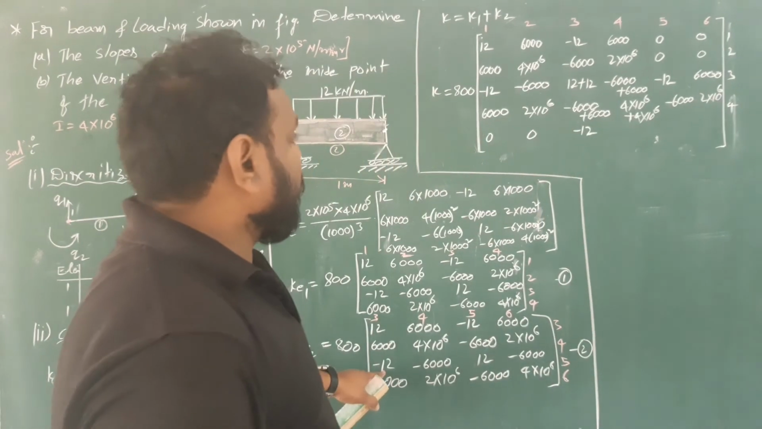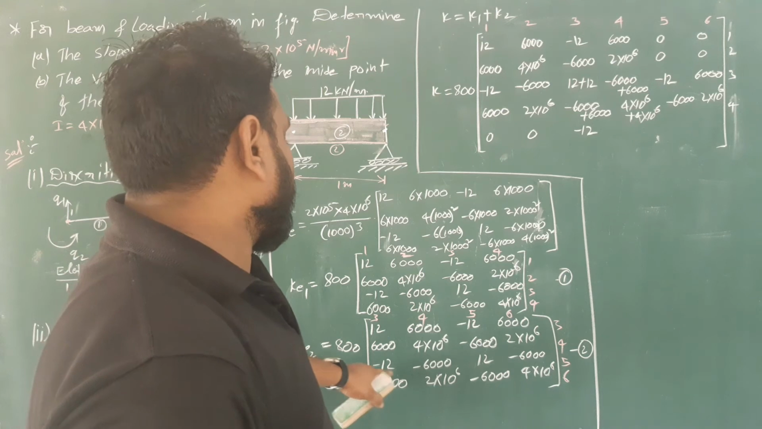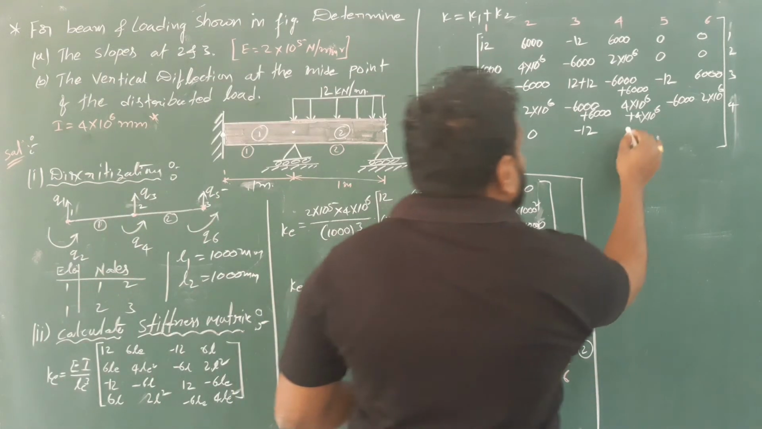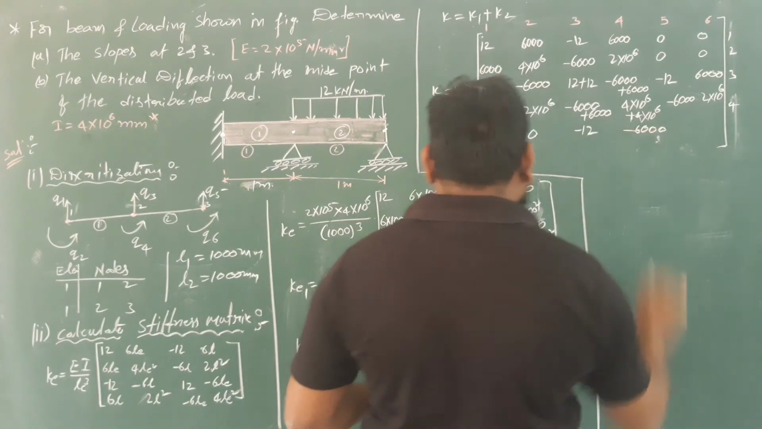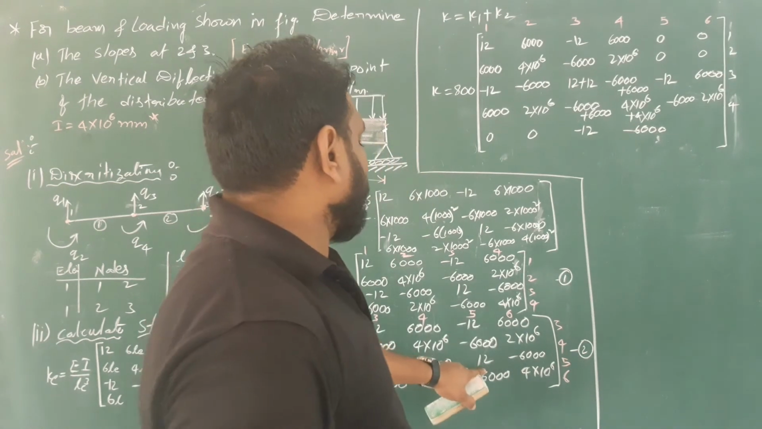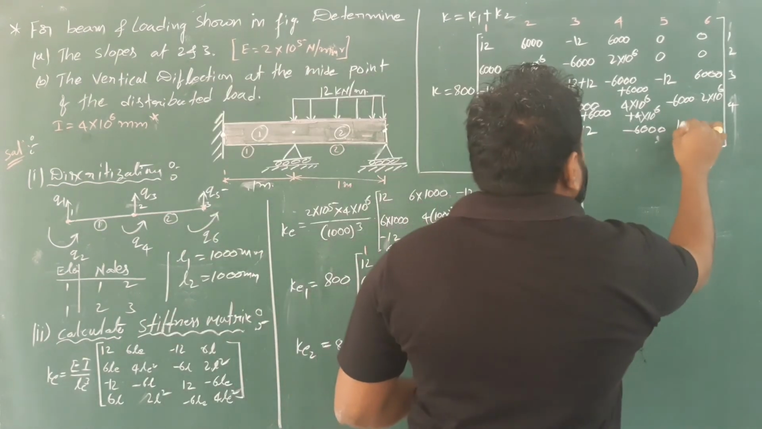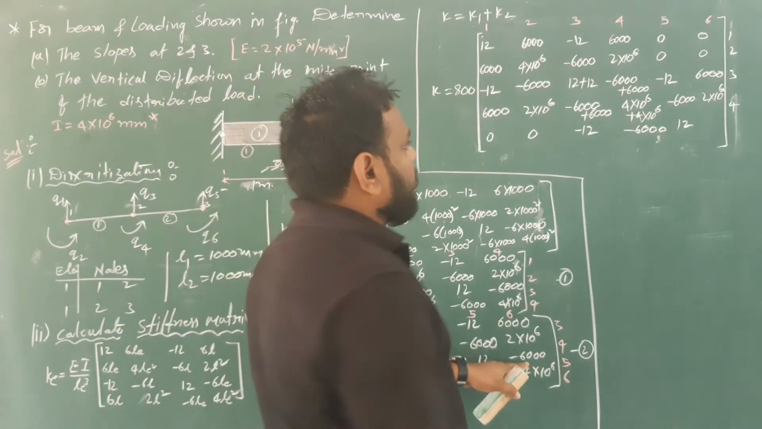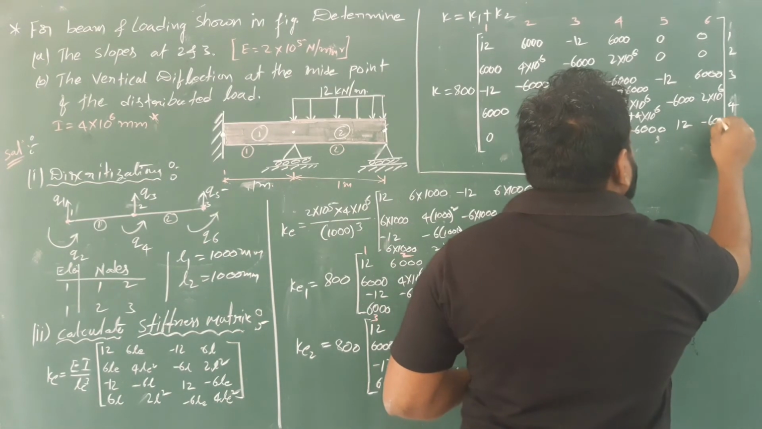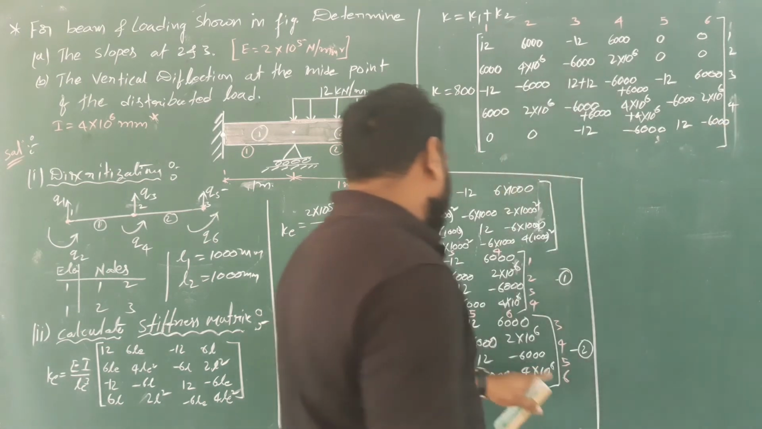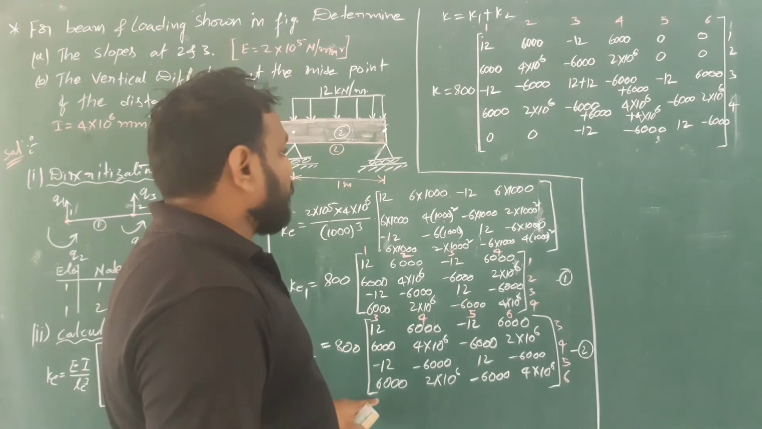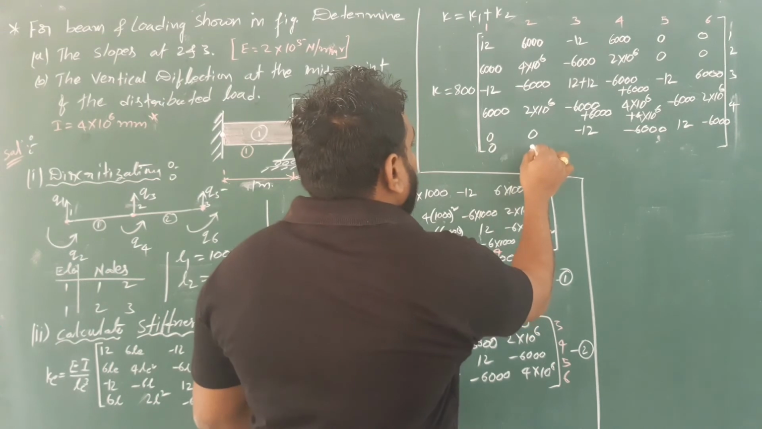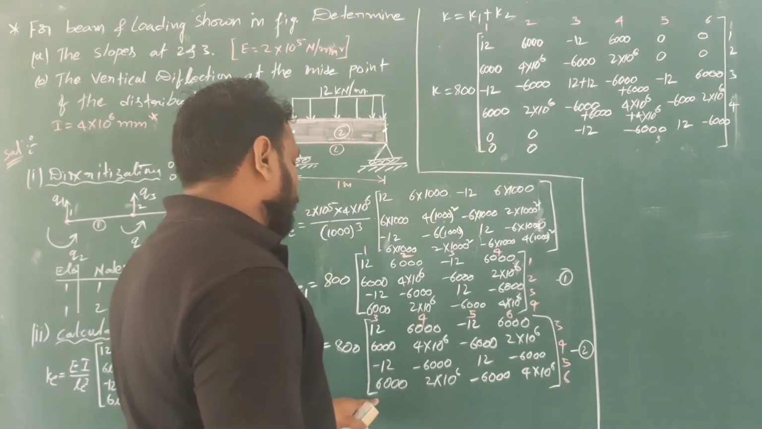Okay, fifth row, fourth column is minus 6,000. Fifth column is 12. Fifth row, sixth column is minus 6,000. Now sixth row, first column, there is no first column, and the second column also has no entry.